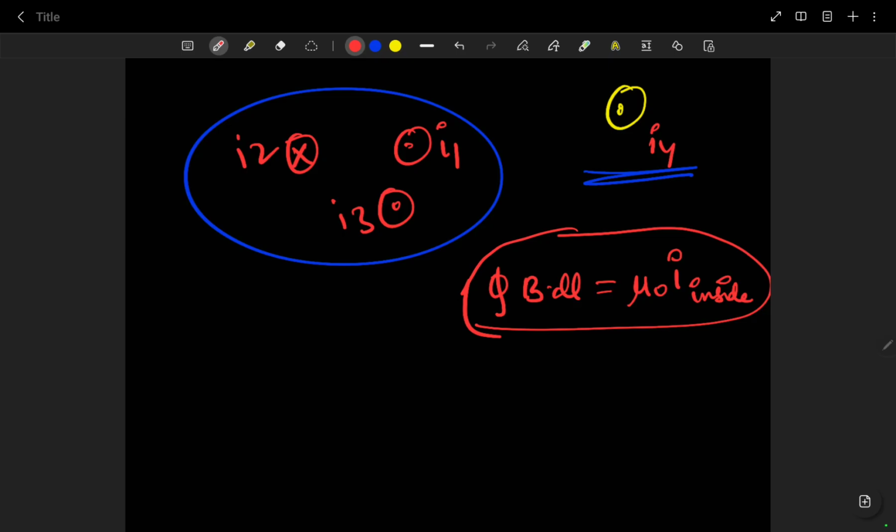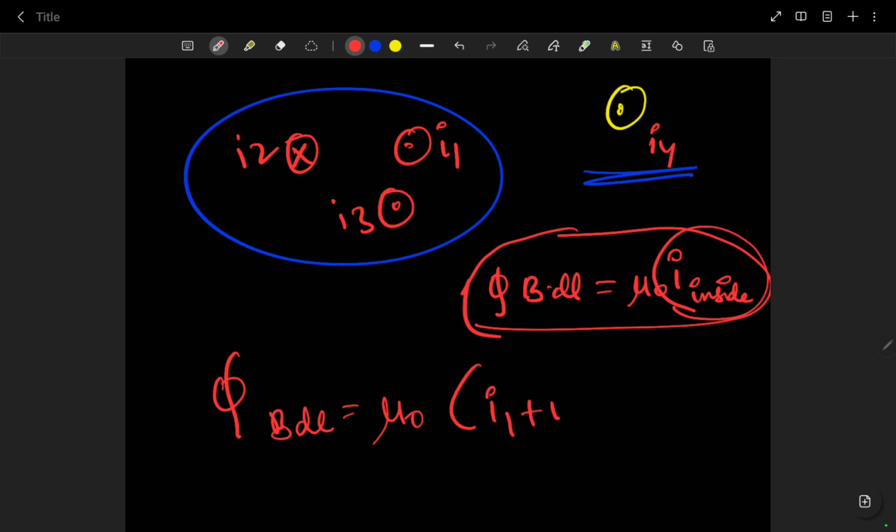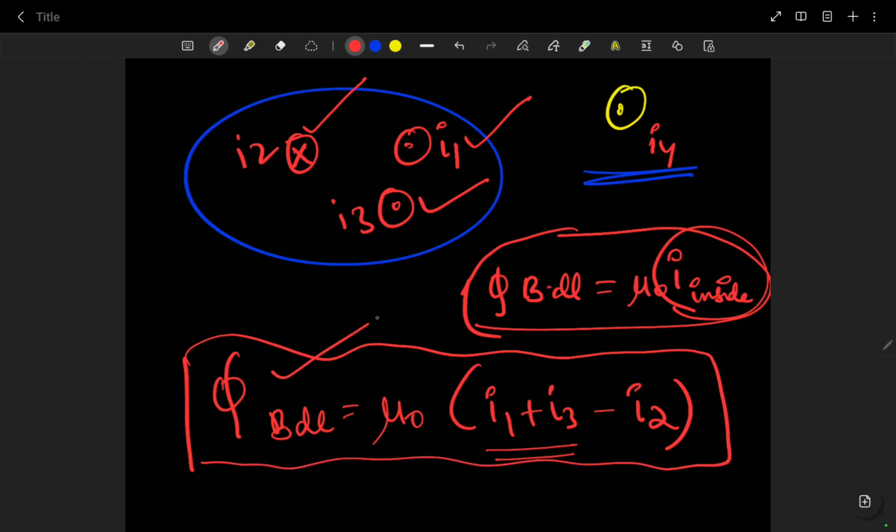So we will be using the statement of the law itself. This is going to be mu naught, and only the currents that are inside will be considered. Since I1 and I3 have the same direction, you can see that this direction is used for the current coming outside. So I1 is coming out, I3 is also coming out, so I'm adding them, but I2 is going inside, so I'm subtracting it. So this should tell me the complete scenario of the magnetic field, right? It becomes easy with the help of Ampere circuital law is what we are trying to understand here.